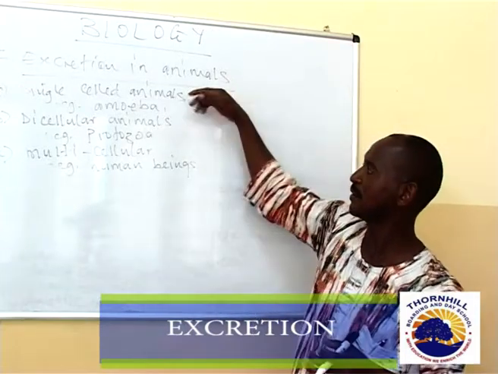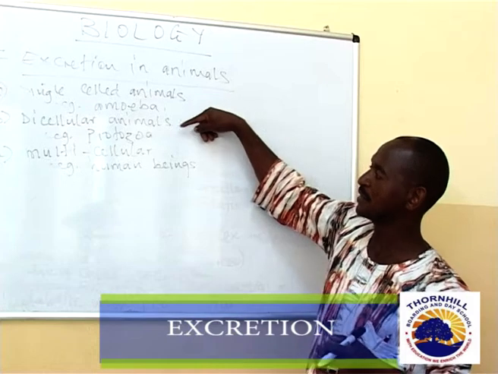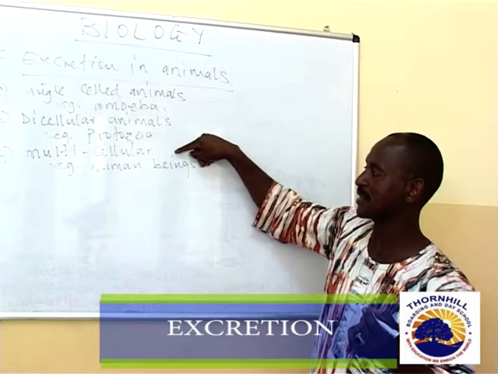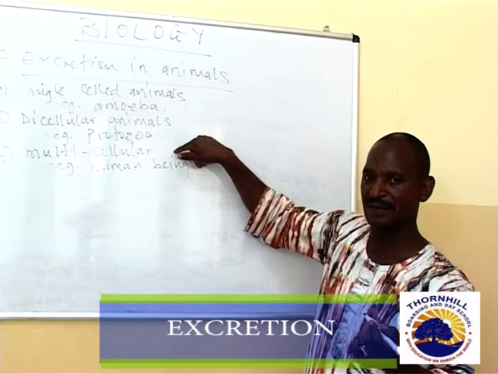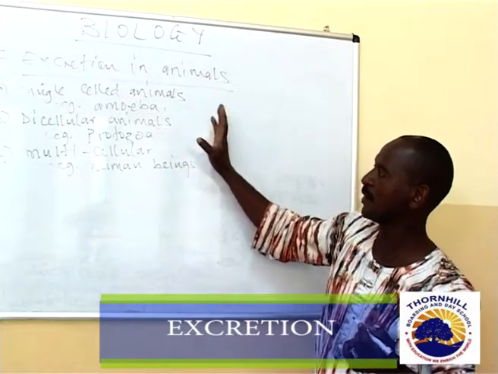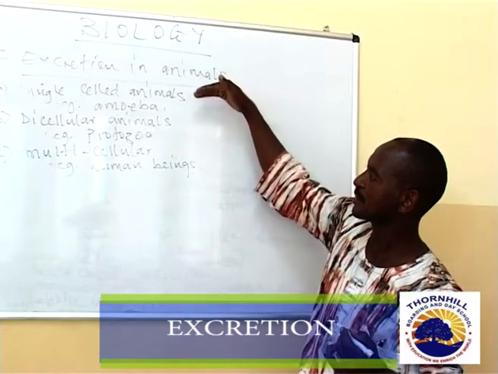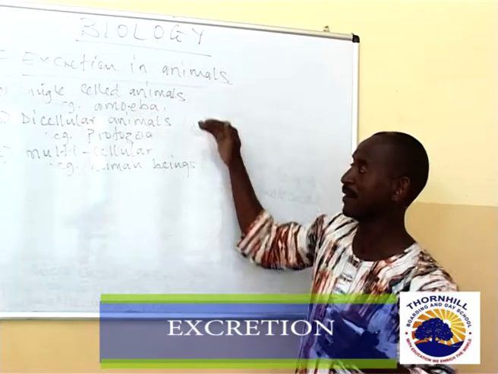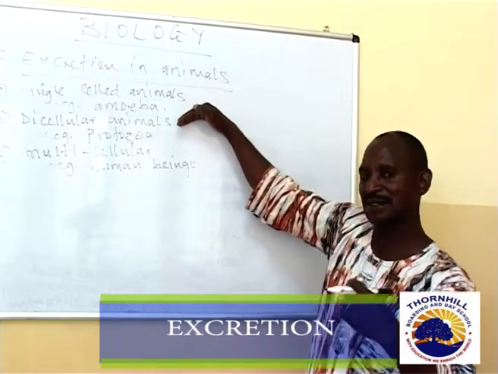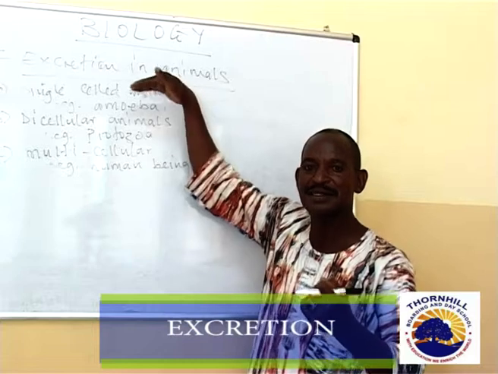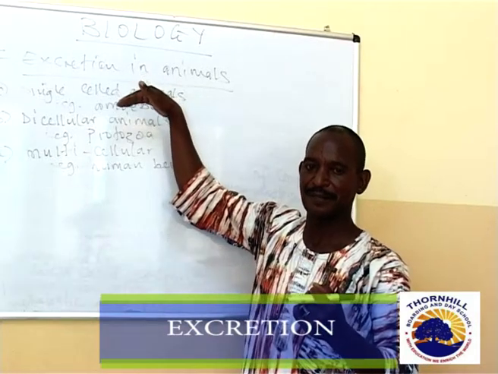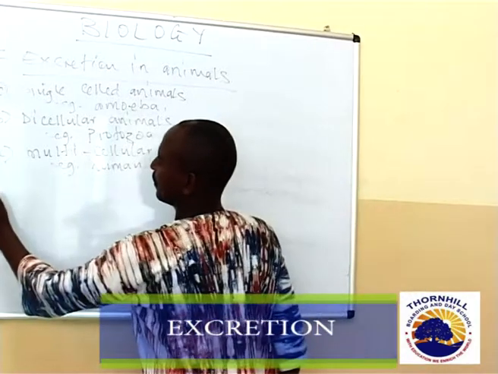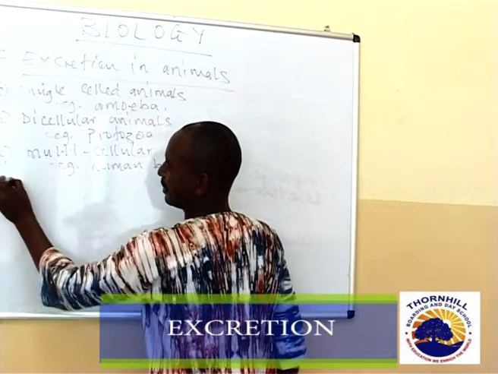When we say single, we mean one cell. When we say dicellular, we mean two cells. When we say multicellular, we mean many cells. In this lesson, we're going to focus on the single-celled and the multicellular animals. The way the dicellular animals excrete is similar to the single-celled animals. So we look at the excretion in the amoeba.